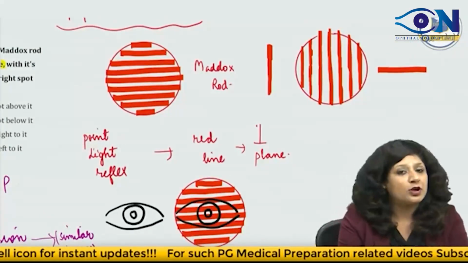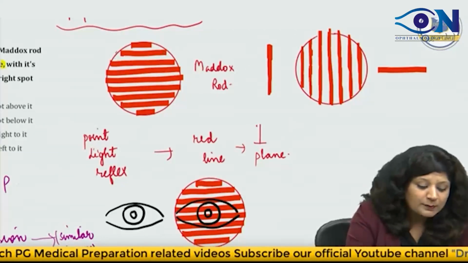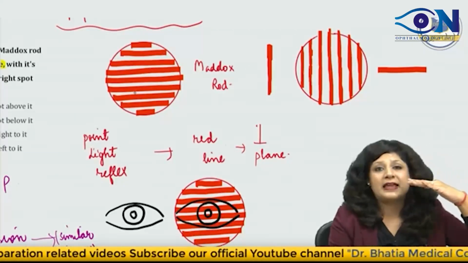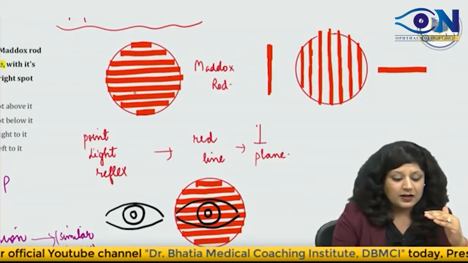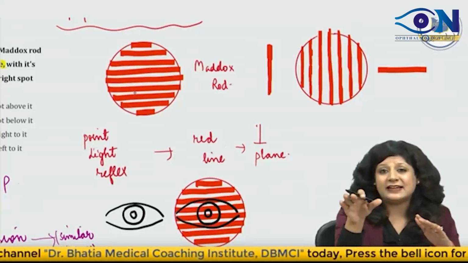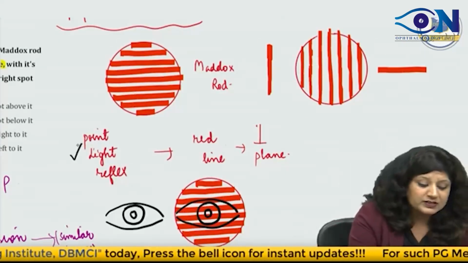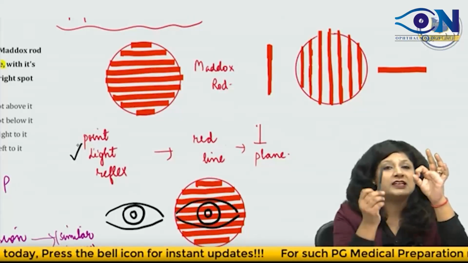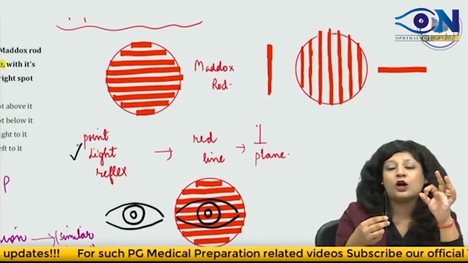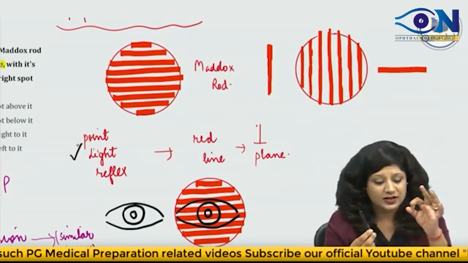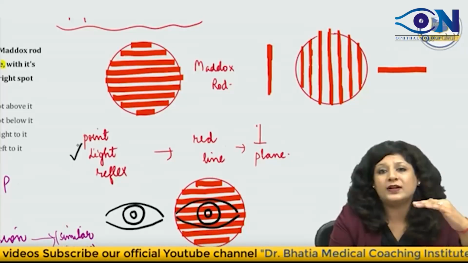What is actually the Maddox rod? The Maddox rod means that we have got so many cylinders that are placed parallel, stacked one over the other. Because we have so many cylinders, there is a property of the Maddox rod that it will convert a point source of light into a line. Now this line will be red in color because the cylinders are red, and the line is always perpendicular to its axis.